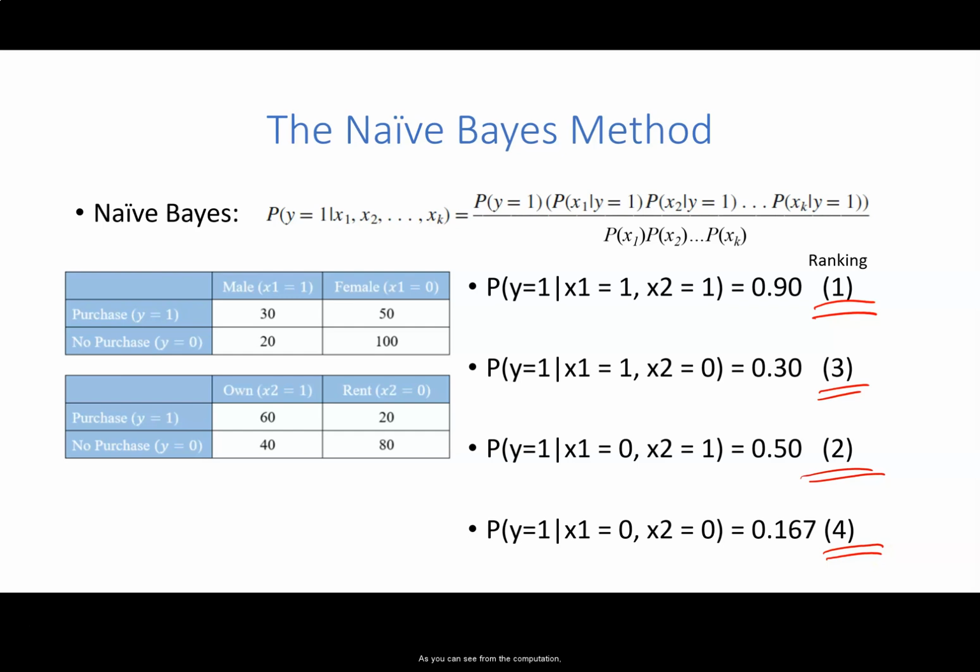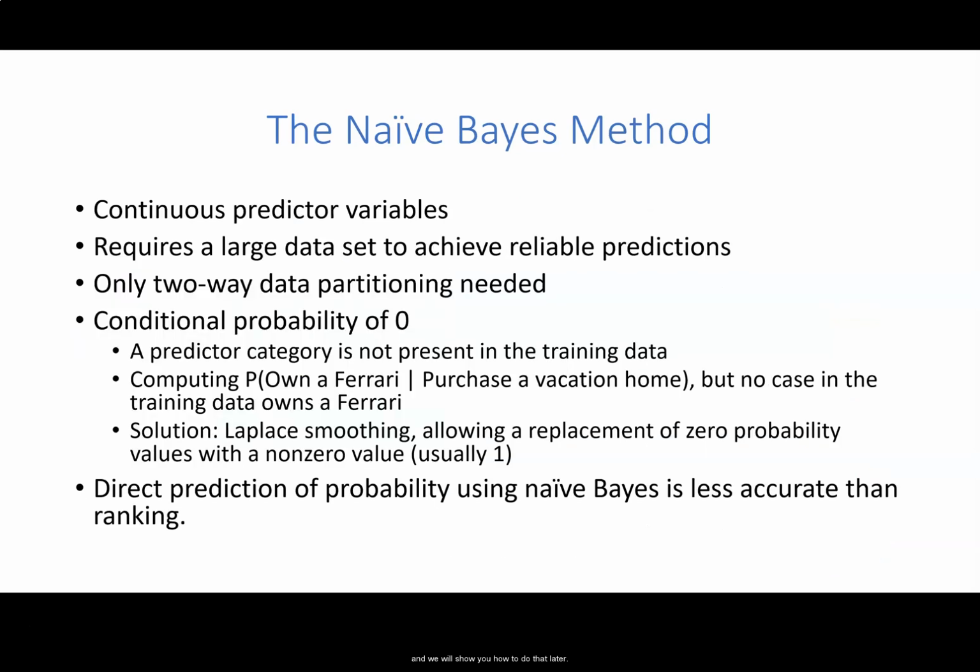As you can see from the computation, when there are many predictor variables, the computation can get quite cumbersome. Fortunately, all the computation can be done quickly and accurately by the computer, and we will show you how to do that later. So, this is how the naive Bayes technique works.